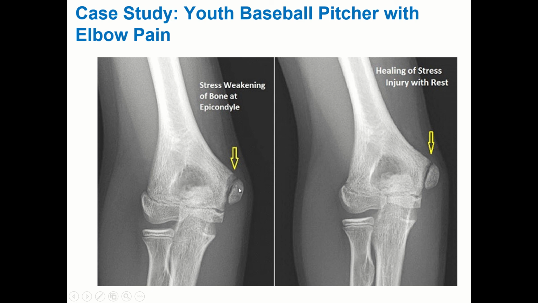So their site, or their origin here at the medial epicondyle, started to pull away, putting some traction, which is tension pulling apart on this growth plate, and so it's widened this growth plate. And then after we let this kid rest for a while, you'll see the growth plate narrows some, so it kind of grows back together a little bit.